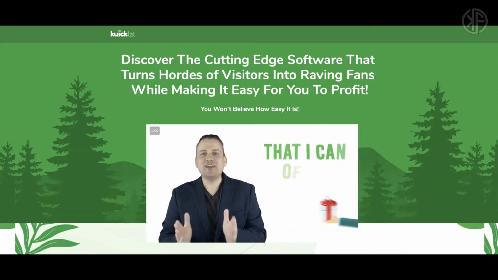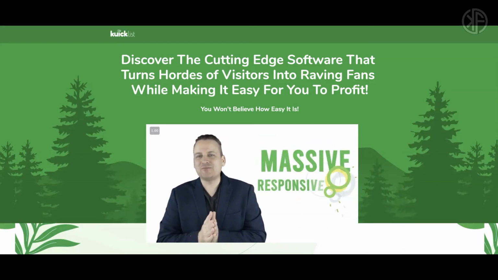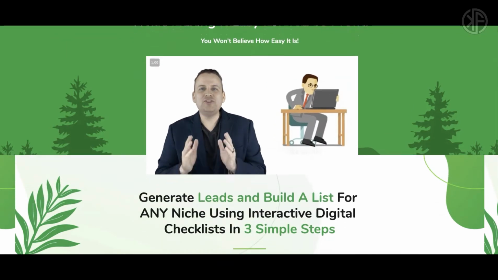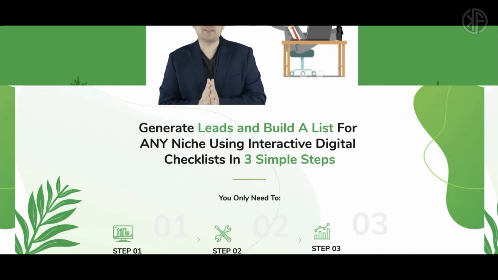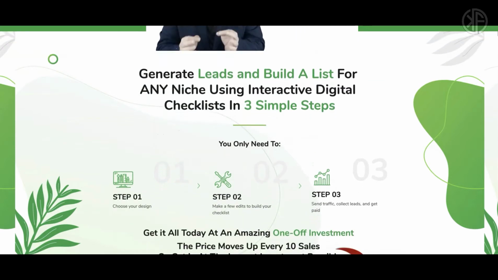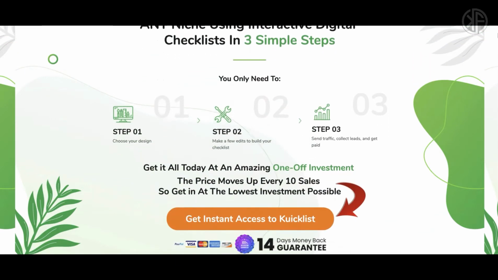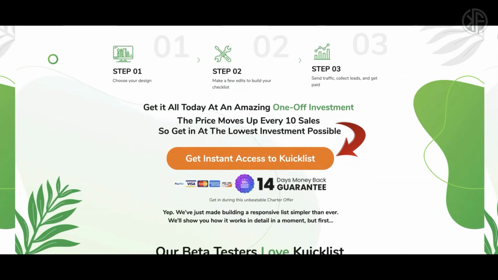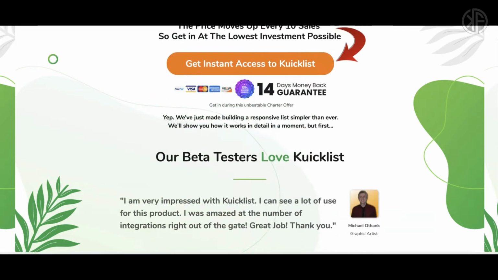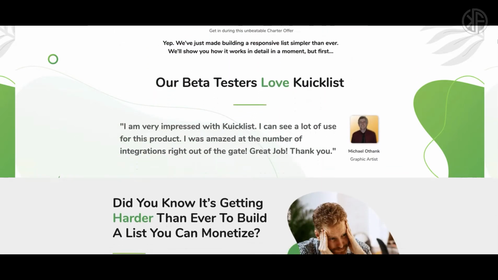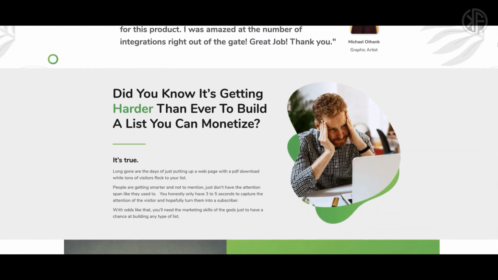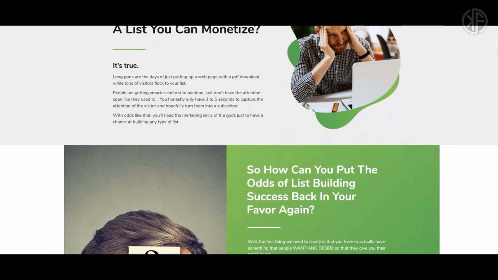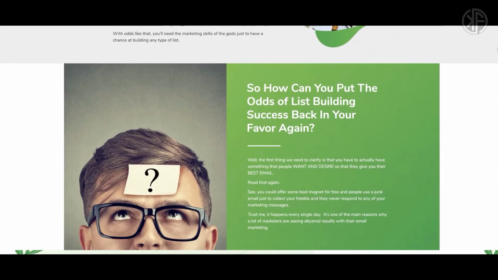Now, what is Kuicklist? Well, it's a cloud-based software that allows you to build custom, highly engaging checklists that you can give away as interactive lead magnets or even sell to make some extra money on the side. Now, obviously, you can also use these for your own business if you so choose. Checklists are not new by any stretch of the imagination. Kuicklist takes an old idea and modernizes it.